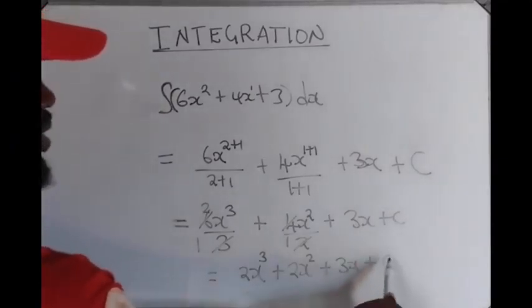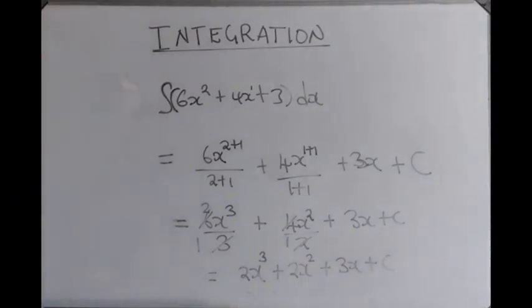So here where there is c, there's supposed to be a value, and that value you can find depending on the conditions of the question. Okay, so integration is the reverse process of what? Differentiation. So take note of that.